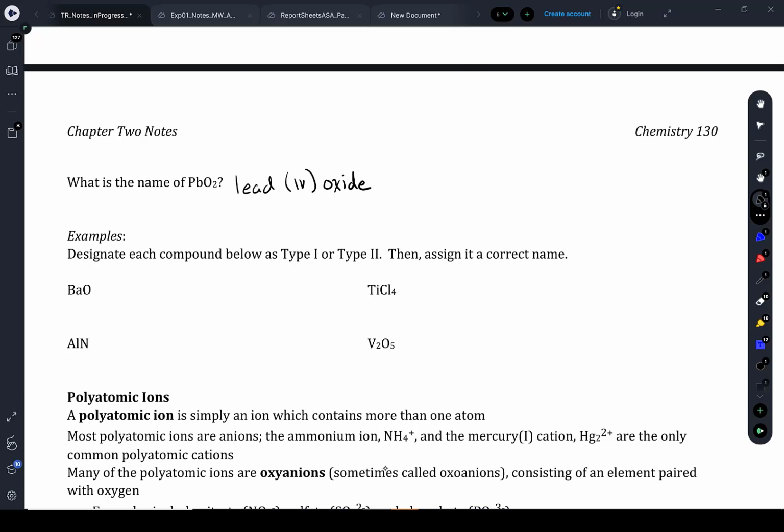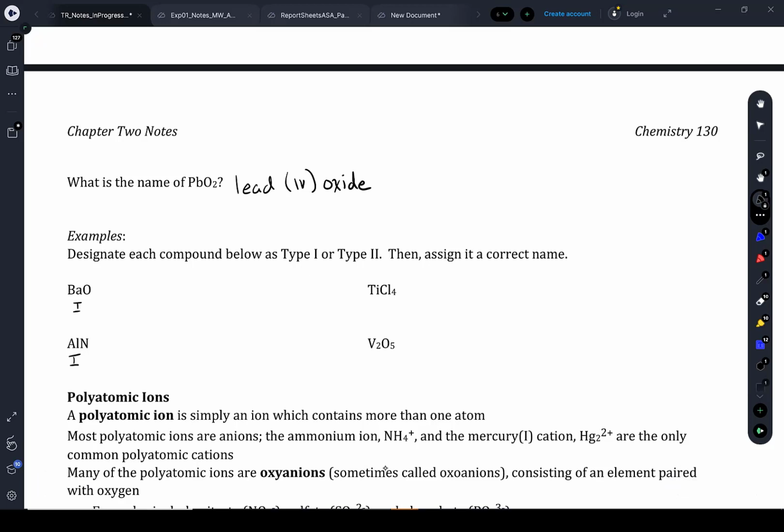So barium, yeah, it's in group 2, so it's type 1, right? Group 2 of the periodic table, so it's type 1. This one right here with aluminum. Does aluminum make more than one charge, or is it always something? It's always 3+, so it's a type 1. So that means you don't need to put the Roman numeral.